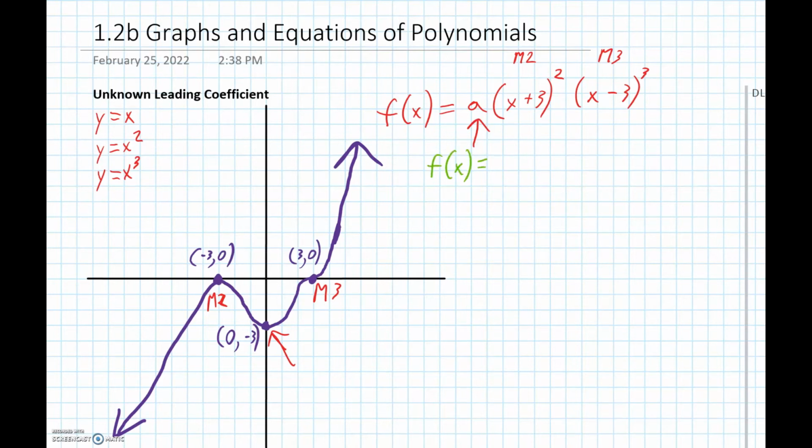Instead of writing f of x, we're going to write the y value here, which is negative 3, equals a, which is what we're looking for, times x, the zero value here, plus 3 squared, times x, the zero value, minus 3 cubed. All right, and now we are going to solve for a. So that would be 9a, times negative 27, equals negative 3. So let's move everything over, and we'll get a very, very small fraction.